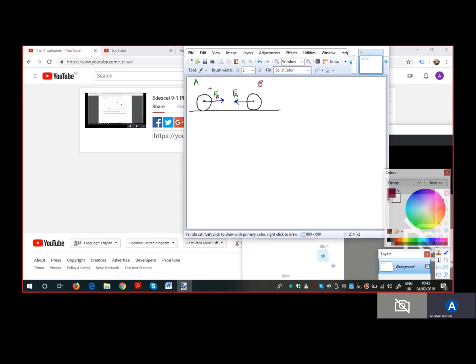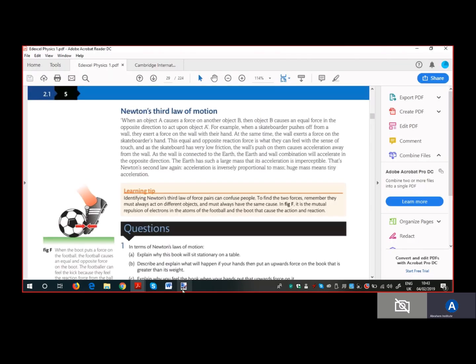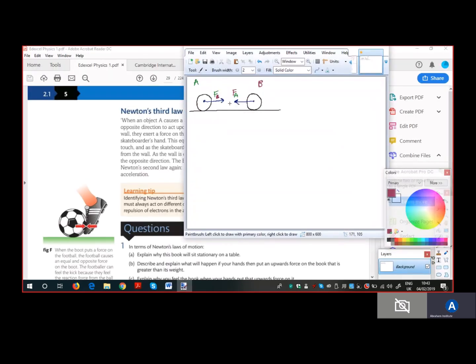So the two forces have to be the same type. They have to act on different objects, and they should be the same size. I'll actually write it here.